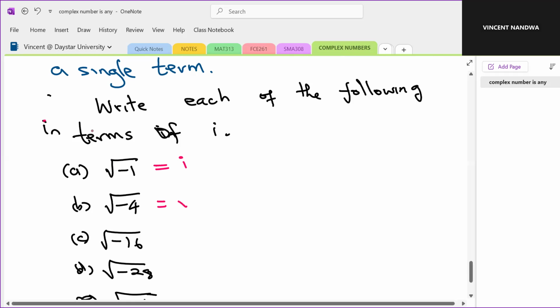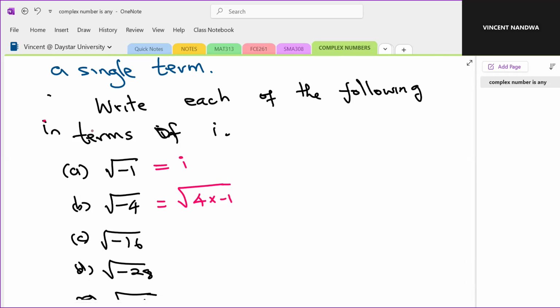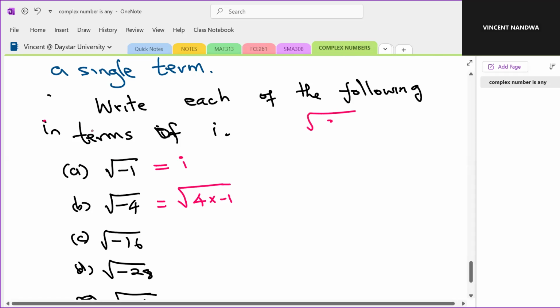And then this one, we write it as square root of 4 times -1, because 4 times -1 is still -4. And then you remember from your knowledge of laws of indices, square root of product of two numbers A, B, is the same as square root of A times square root of B. So this turns out to be square root of 4 times square root of -1. And square root of 4 is plus or minus 2. Square root of -1 is I. So square root of -4 is the same as plus or minus 2I.